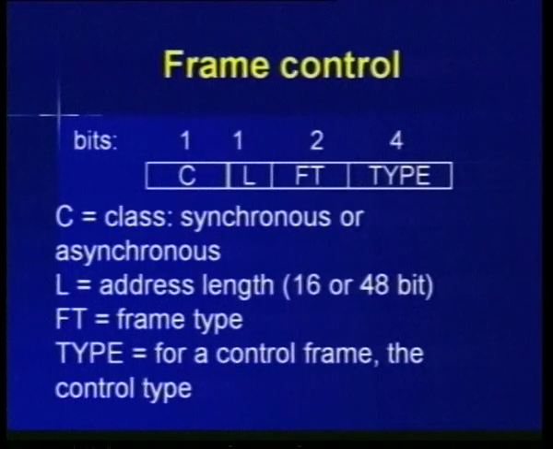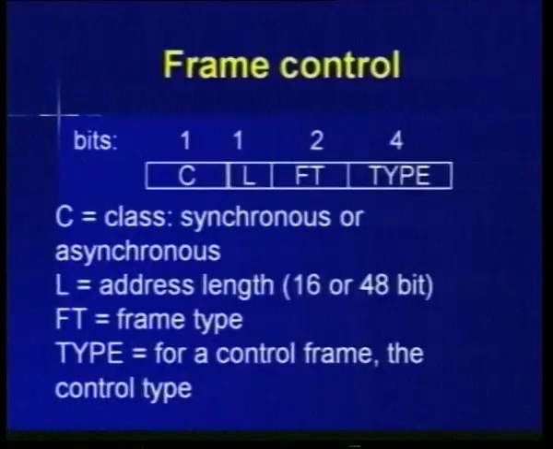Now, in FDDI you actually have an option of using either 16-bit addresses or 48-bit addresses. Whether we use 16-bit addresses or 48-bit addresses is specified by means of this address length field. So 0 indicates 16 bits, 1 indicates 48 bits, and so on. Then you have an FT, or the frame type field, which indicates the type of the frame, and then you have a type field, which is a control field that gives you the control type. So the frame type plus the control type will identify what kind of data is actually carried in the frame.